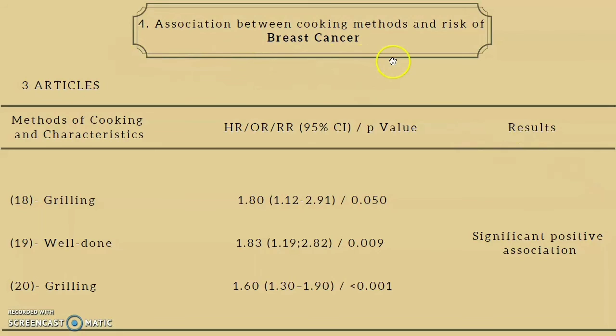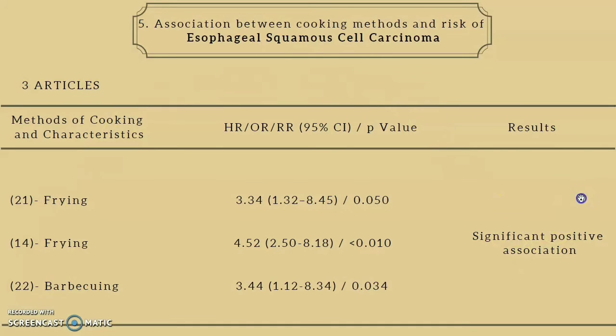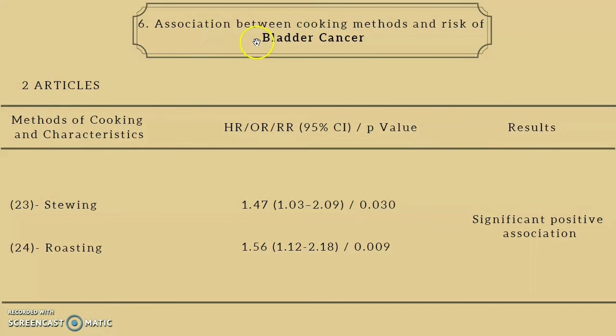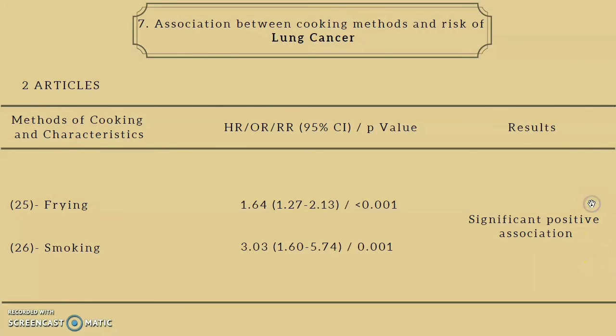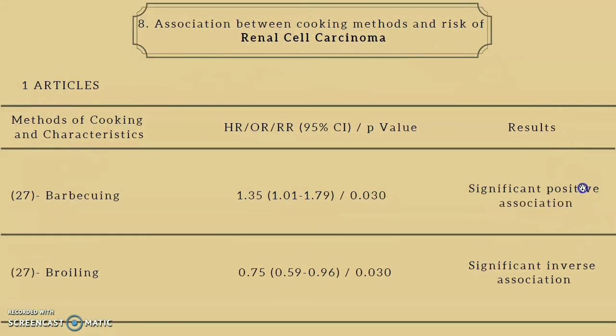The fourth is breast cancer. There are 3 articles altogether, and all 3 reported a significant positive association. The fifth is esophageal squamous cell carcinoma. There are also 3 articles, and all 3 reported a significant positive association. The 6th one is bladder cancer. There are only 2 articles, and both reported a significant positive association. Lung cancer, also there are 2 articles, and both reported a significant positive association.